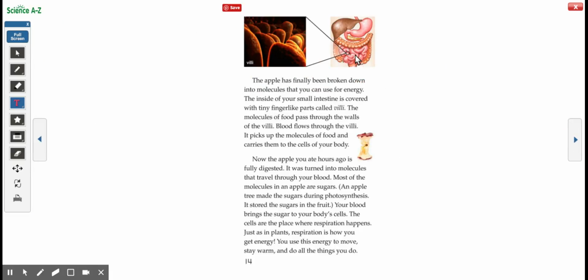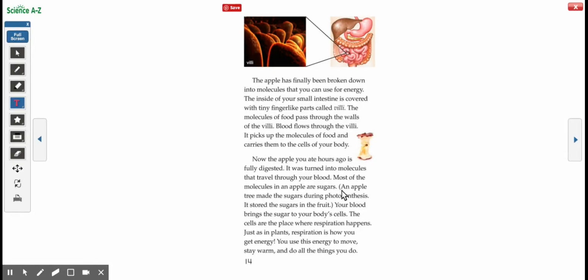All right, so when the apple breaks down, it gets to the small intestine. It's got these little finger-like parts called villi. That's where the blood flows through these. That's where all the good stuff from your food leaves the small intestine, goes into the bloodstream so that the blood can carry that to your body cells to give them energy. All right, then all the bad stuff is gotten rid of out of your body. We're going to leave it there. So, the apple takes hours to go through this digestive system, but eventually the apple that you ate becomes energy through your digestive system.